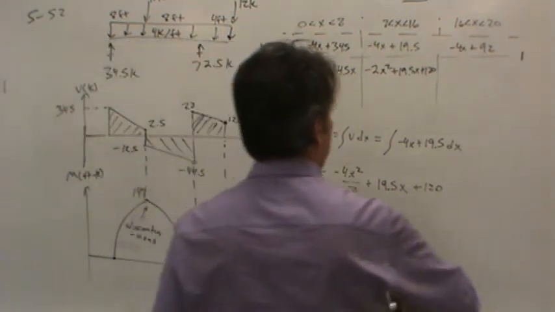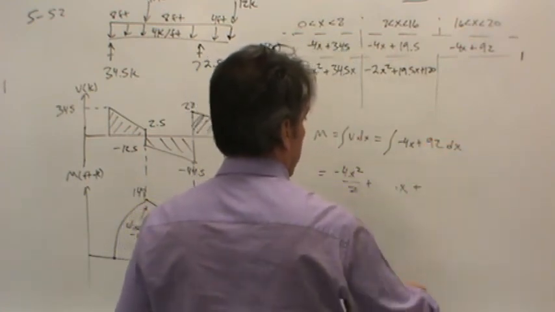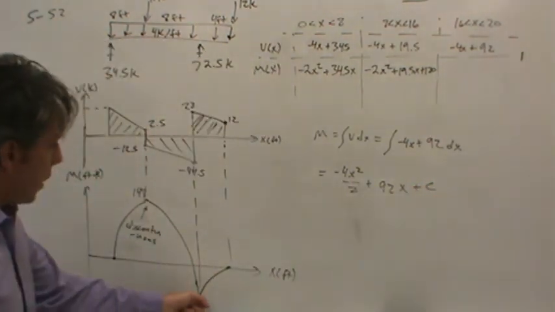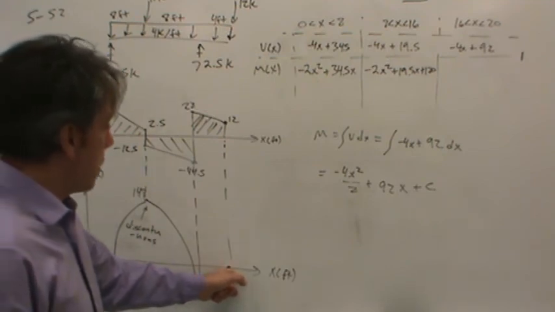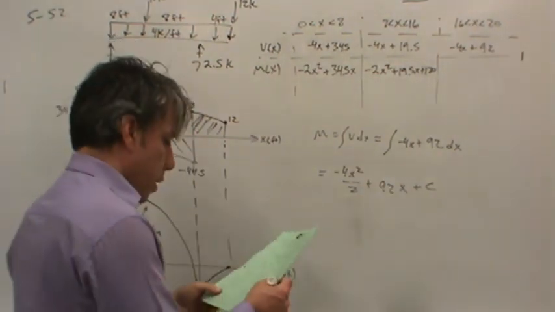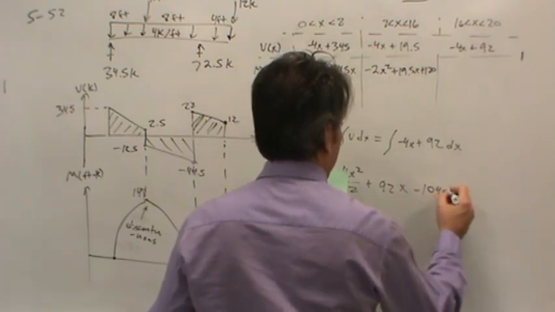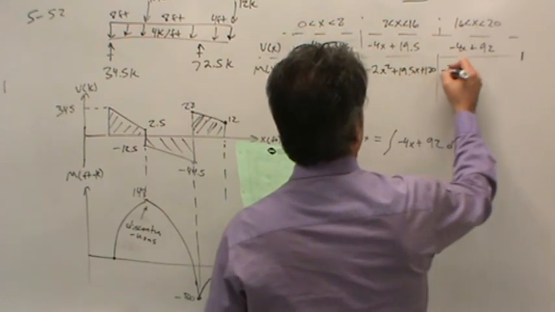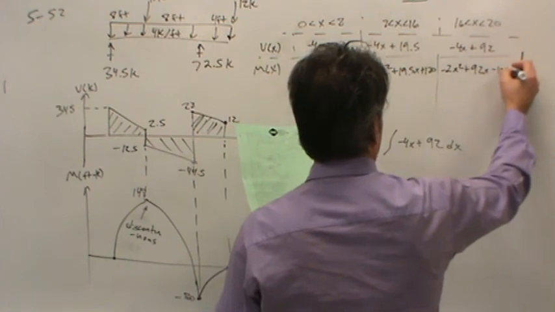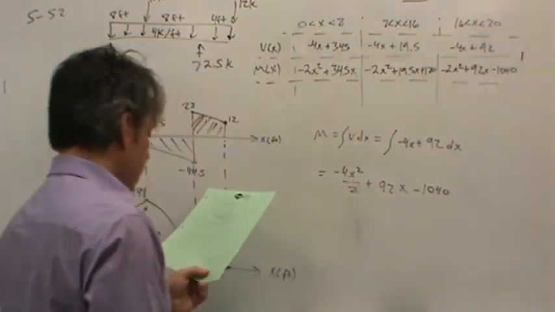Okay? Do the same thing for the last section. The only thing that changes is the constant again, as well as the constant of integration. Plug in the limits either here or here. The easy one is over here, right? Because at x equals 20, the moment should come out to 0. When you plug in the numbers, you find that c is -1040. Okay, so the moment comes out to -2x squared plus 92x minus 1040. Okay, so there's the moments as a function of position.